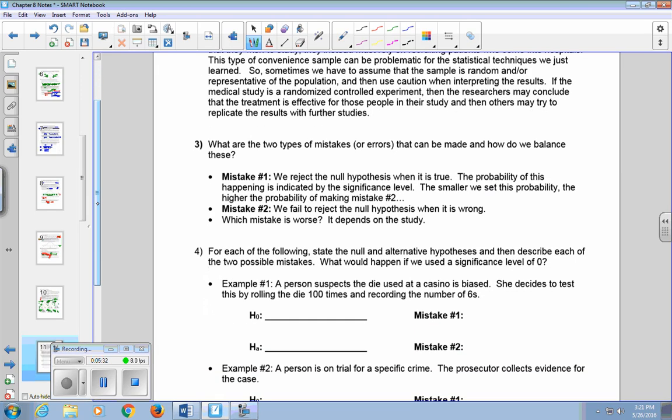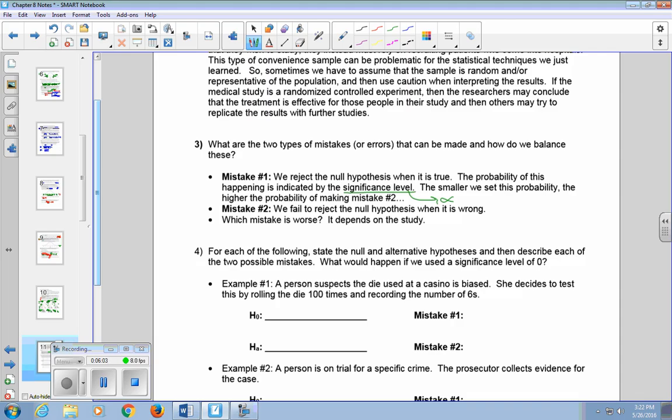Number 3, what are the 2 types of mistakes or errors that can be made, and how do we balance these? So mistake number 1, we might reject the null hypothesis even though it's true. The probability of this happening is indicated by the significance level. The smaller we set this probability, the higher the probability of making the other mistake, mistake number 2. Remember, the significance level is denoted by alpha. Mistake number 2, we fail to reject the null hypothesis when it's actually wrong.